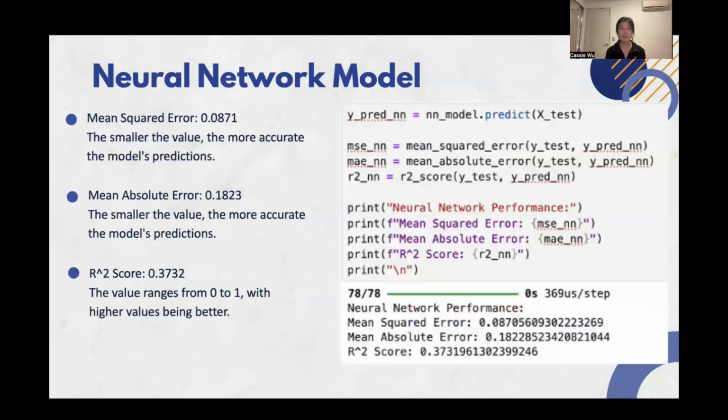These improvements led to noticeable performance gains. The mean squared error is 0.0871, indicating the average of the squared differences between predicted and actual values. The mean absolute error is 0.1823, showing the average absolute differences. The R-squared score is 0.3732, indicating that the model explains approximately 37.32% of the variance in the target variable.